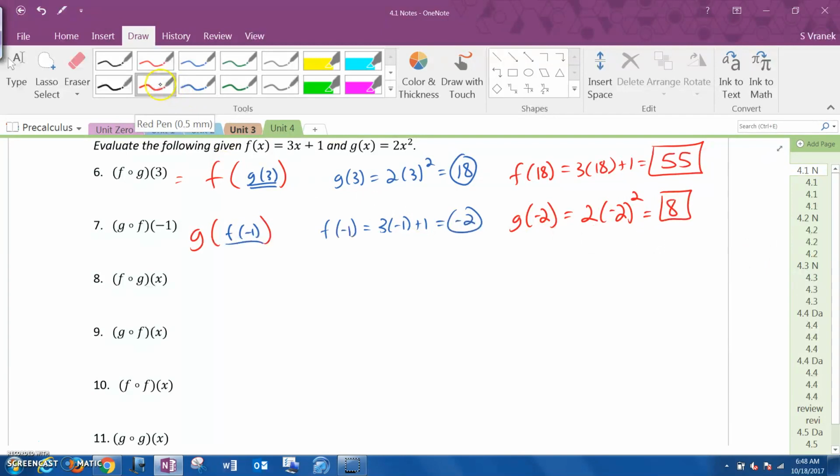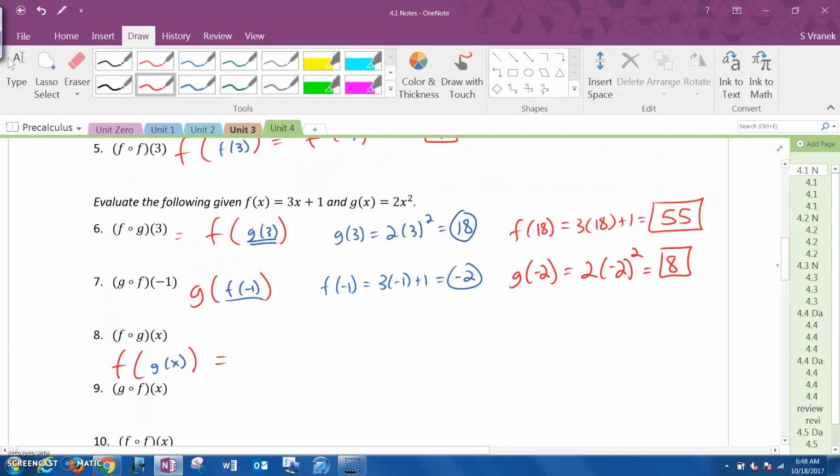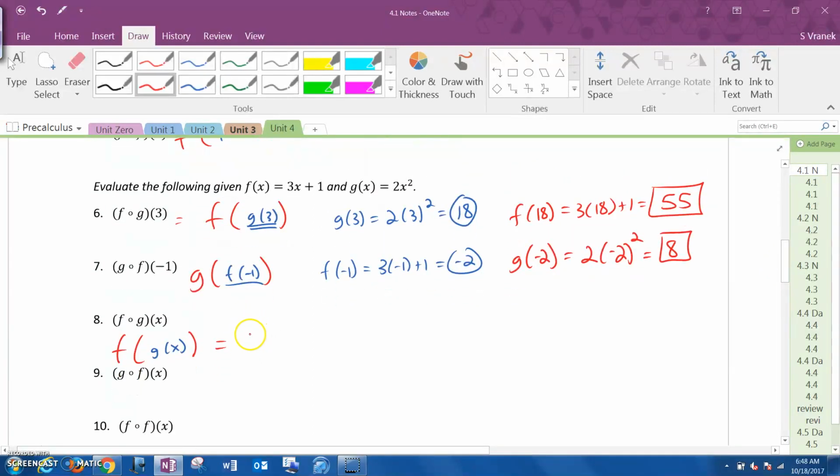For these ones, there's no numbers, so we are just going to leave that. We're going to just make it a composite together. So to do this, the outside one I write, but instead of x I leave brackets. So that was where x was. So that would be f normally. But instead of x, we're putting in g of x. So instead of x here, I'm going to put a 2x squared. So that's how that works. And then what we can do is simplify this a little bit and then make it 6x squared plus 1.